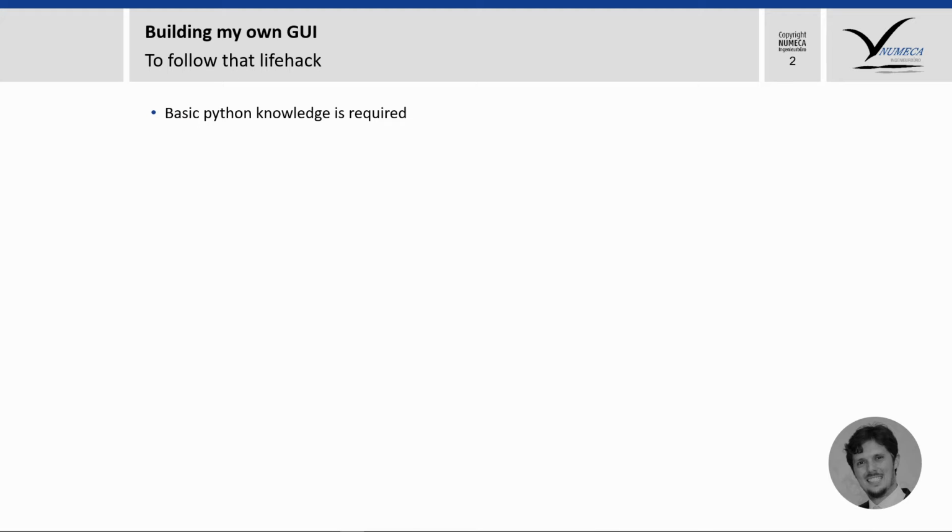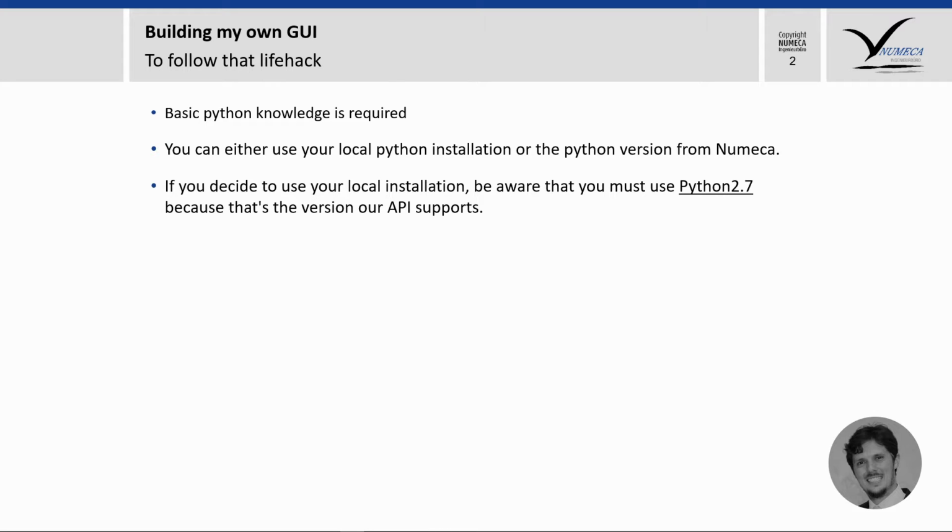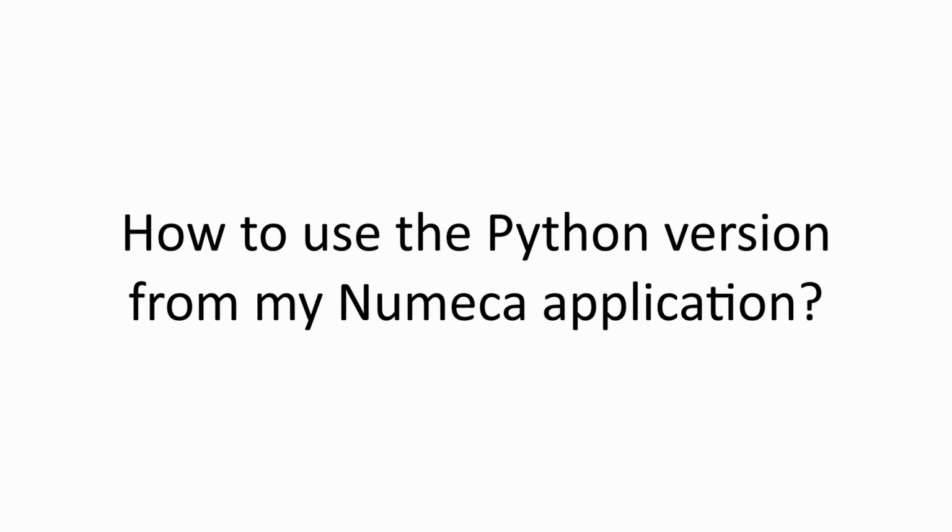To follow that Lifehack, you need to understand the basics of Python. If you know the concept of variables and how to run a Python script, you're good to go. You can either use your local Python installation or the Python version from your Numeca application. However, to combine your GUI with our scripting language, you must use Python 2.7, because that's the version our API supports.